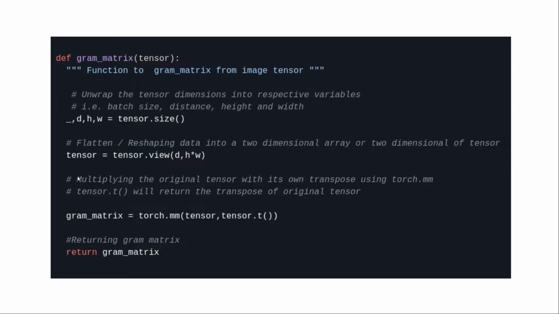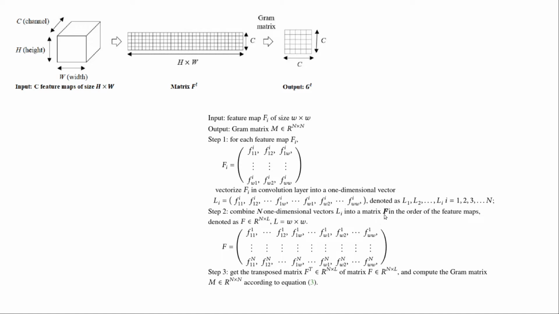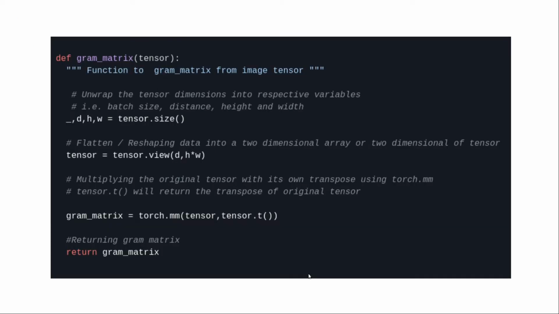Then it's just a simple matrix multiplication of this tensor and the transpose of this tensor. That is what we have in this algorithm: F is a matrix that we got after flattening all the individual ones, and then I take the transpose of F as well, and calculate the matrix multiplication of those. Here I am assuming I'm using PyTorch, so torch.mm, passing tensor and tensor.t, and that is very much my gram matrix, and that's what this function returns.